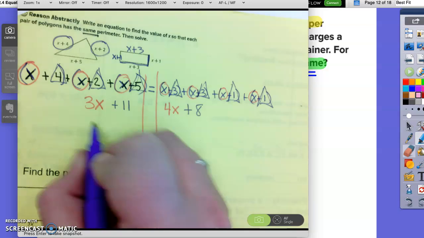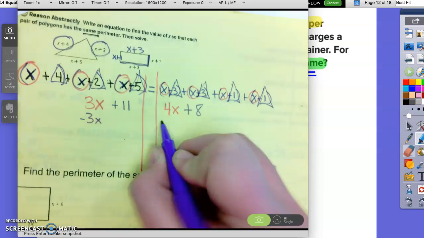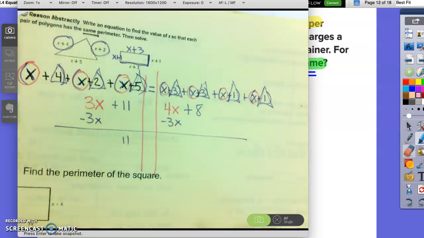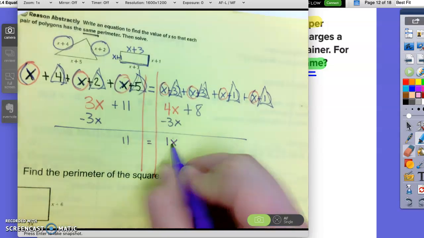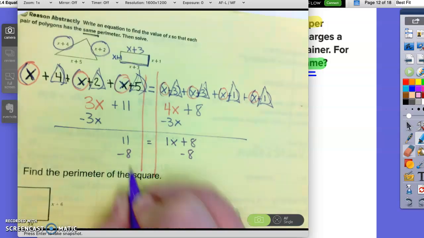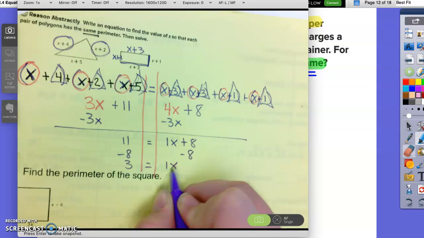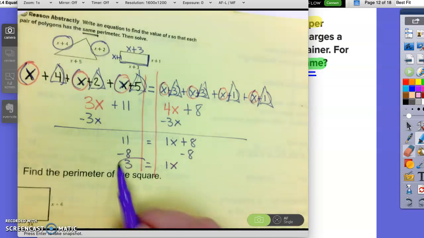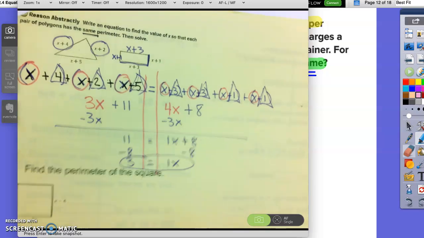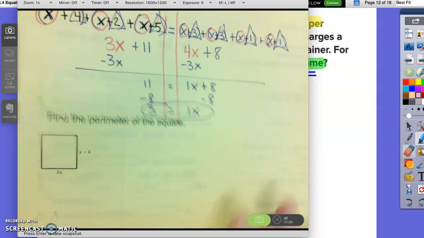Okay, so now I want to subtract 3x. I have just 11 left over here, equals 1x plus 8. Then I need to subtract 8 from both sides. 3 equals 1x. I know I'm not going through this very quickly, but I want to only have one video. So I'm going to continue.